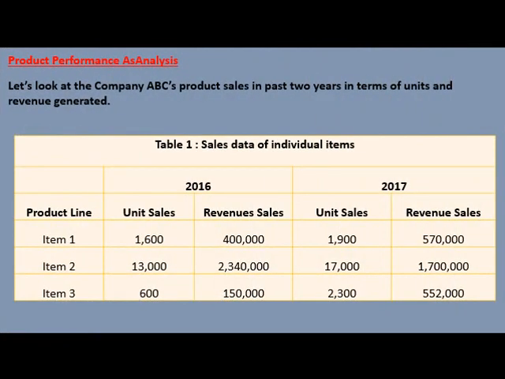As part of the product performance analysis, let's look at the company ABC product sales in the past 2 years in terms of units and revenue generated. In Table 1 we have sales data of individual items of the product line for 2 years, 2016 and 2017. The data provided are unit sales and revenue sales for 2016 and 2017 for item 1, item 2 and item 3, which the company has as part of its product line.